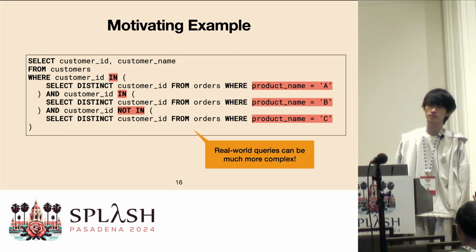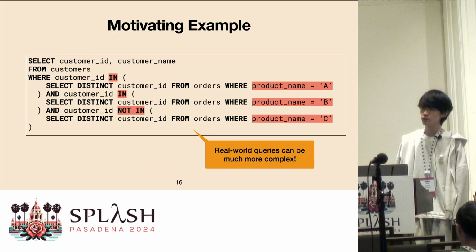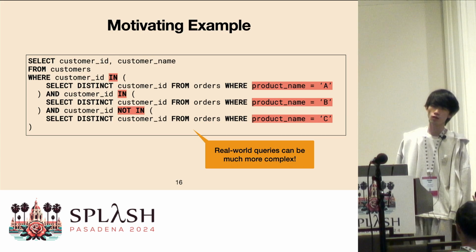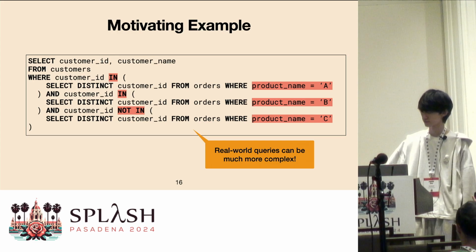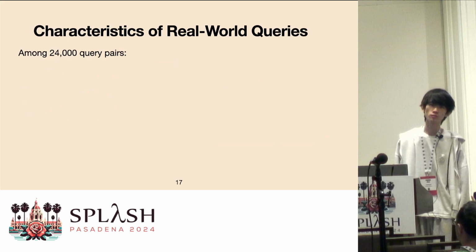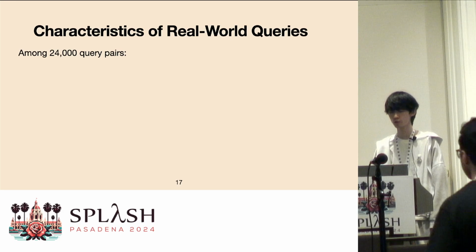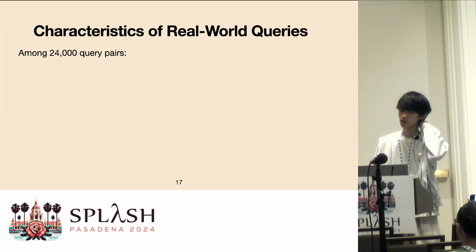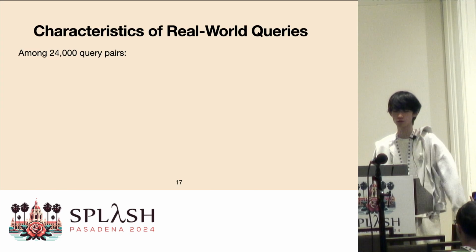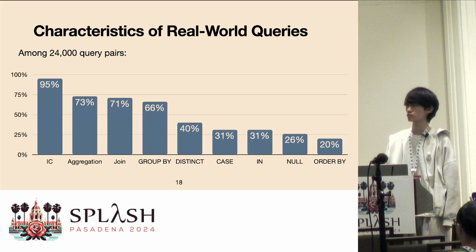As we can see, the query is fairly complex. But in the real world, a user may write even more complex queries. And it is often very challenging to verify a pair of queries like this. So in this work, we aim to solve the problem of checking equivalence of real-world SQL queries. And to do this, we conduct a thorough study of over 24,000 query pairs. So let's see what these queries look like.